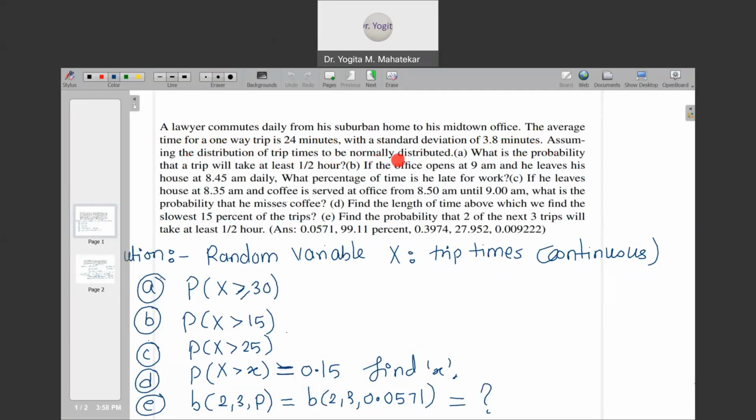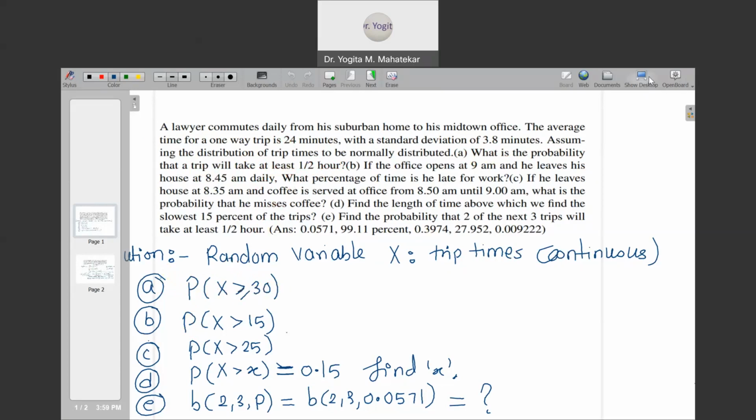Assuming that the distribution of trip times is normally distributed, it means that your capital X, the trip times, is a continuous random variable. First, A part, we have to find the probability that the trip will take at least half an hour. If I convert it in terms of minutes, I can write this A part as the probability that capital X is greater than or equal to 30. While using the pnorm command, we first have to convert this statement into 1 minus the probability that capital X is less than 30.